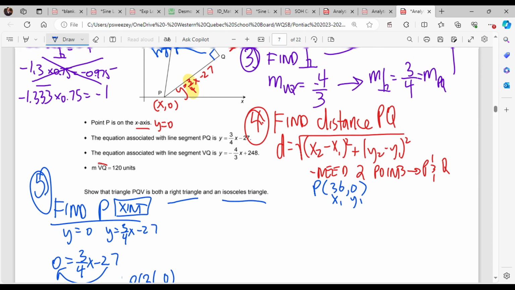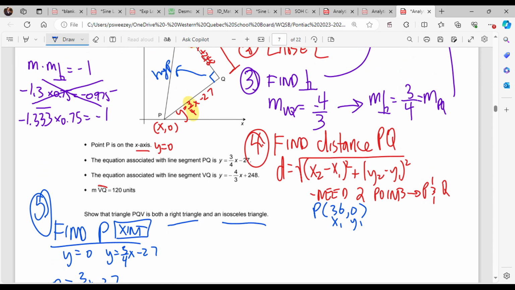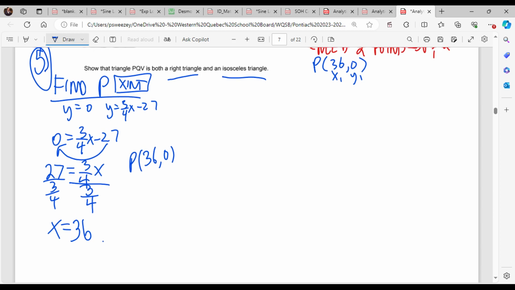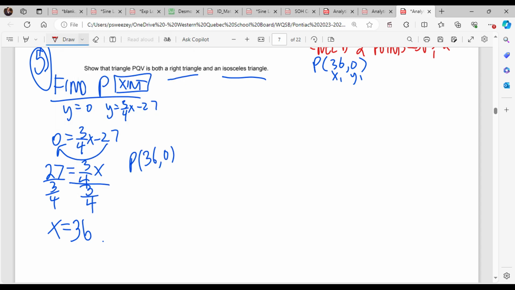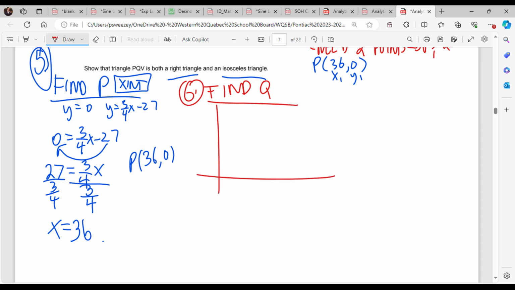Now, let's go back up to the diagram again. I did that part. This is the trickiest part of this question. The other point you need is point Q. Again, it being a triangle makes it kind of tough, but if I go down here and sketch it out again, I'll erase it after, step 6 is find Q.